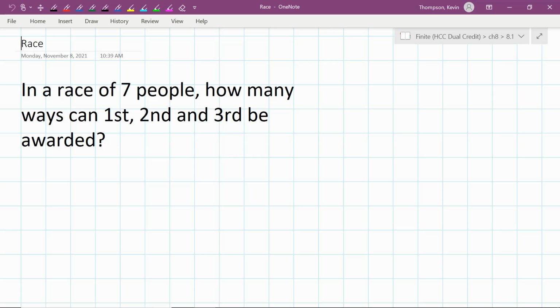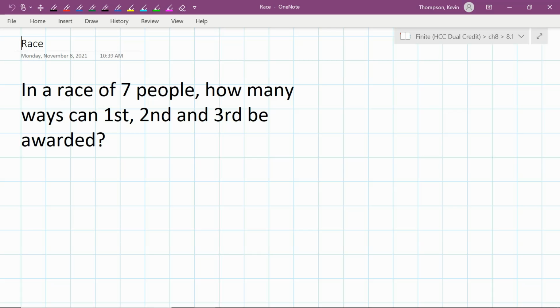I mean, that's what we did a minute ago, but that doesn't make sense here. Okay, what are you thinking? You shook your head no. Yeah, the options are reducing, right? You don't get to be first, second, and third place. So this answer is actually 7, 6, and 5.